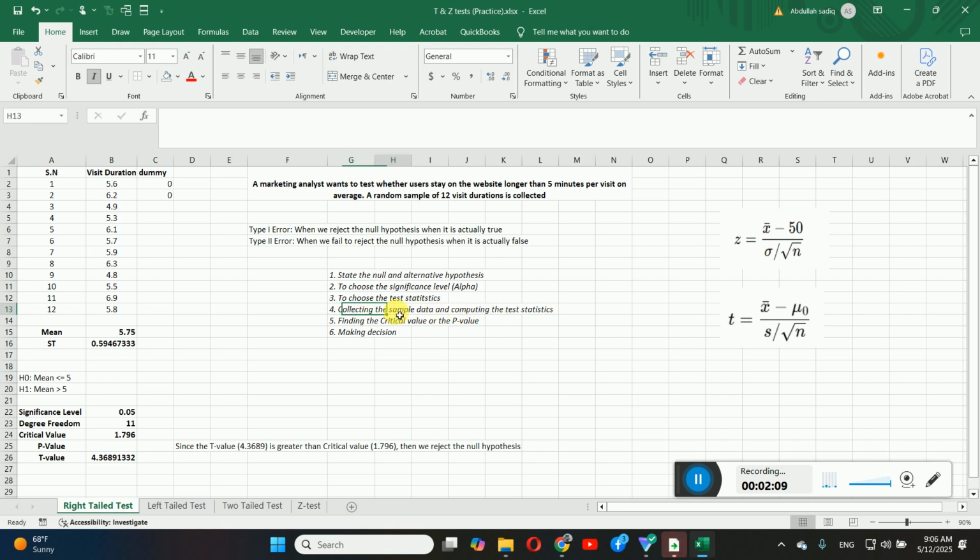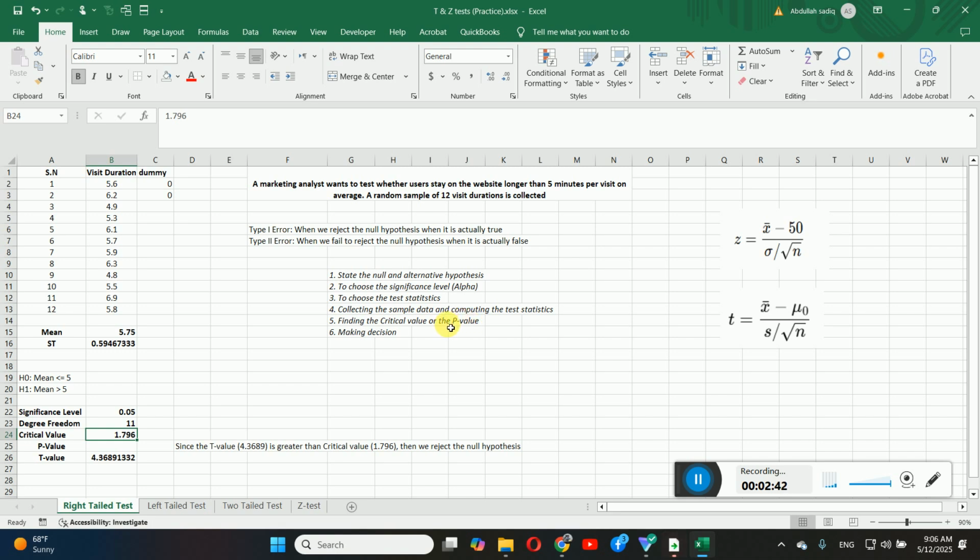It means you compute the sample data, find the mean value, and from the mean value compute the test statistic. In our example, this is the test statistic value we have computed. Then you find the critical value, and this is the critical value, dear student. Why? Because at the intersection of the significance level and degrees of freedom in the distribution table, you can find the critical value. So in the fifth step, you find the critical value or p-value.